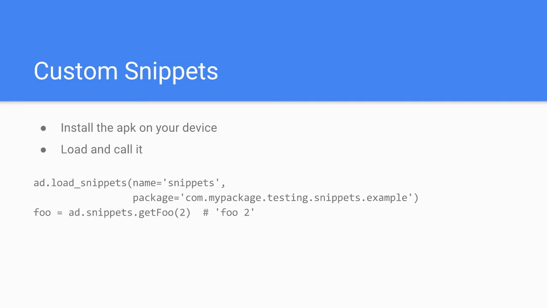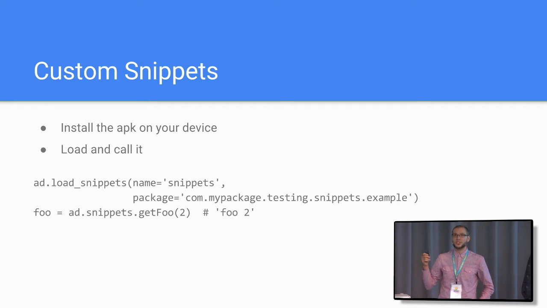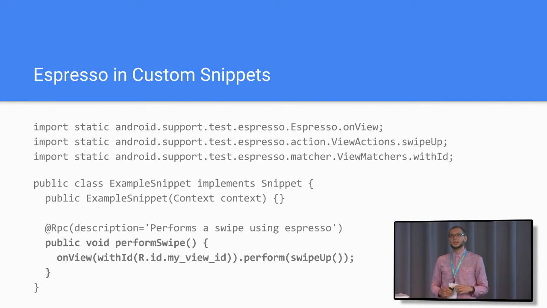On the Python side, you just call load snippets, which will go and start up that app with that package name, connect to it, and then automatically find all the methods in it that are tagged with @Rpc. And then in your Python code, you just call get foo, and there is your answer. Foo2 was what your Java logic was. And you can use this for Espresso, for example, in this situation. You can use it to drive your app. You can use it for arbitrarily complex things.